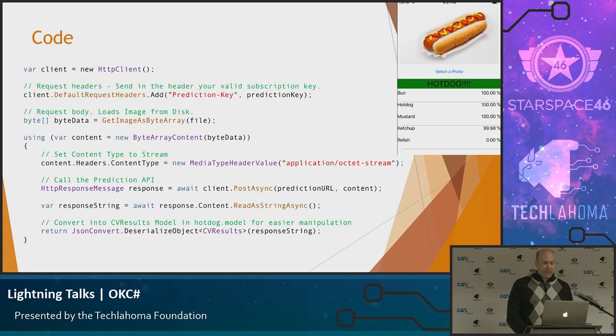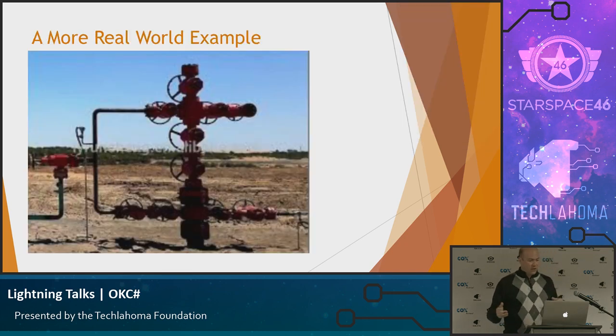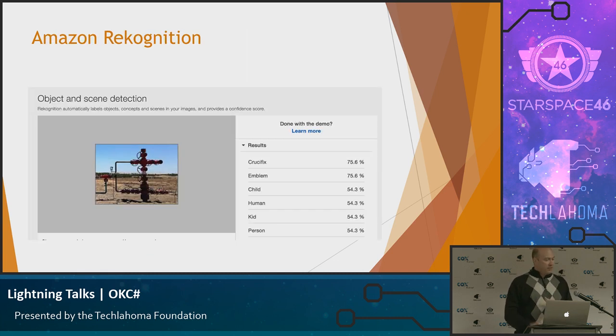So what I did is, I used to work in the oil and gas industry for a lot of years. For those of you who've been in oil and gas, this is called a Christmas tree. Not quite sure why it's called a Christmas tree, but it is. Taking this image and going to the same websites, Amazon recognizes it, thinks it's a crucifix, or an emblem, or a child, maybe a human. They're pretty confident it's human or a child.